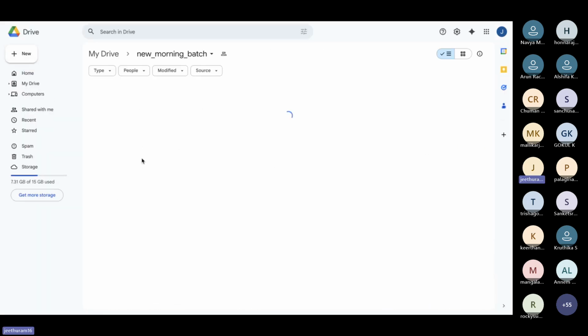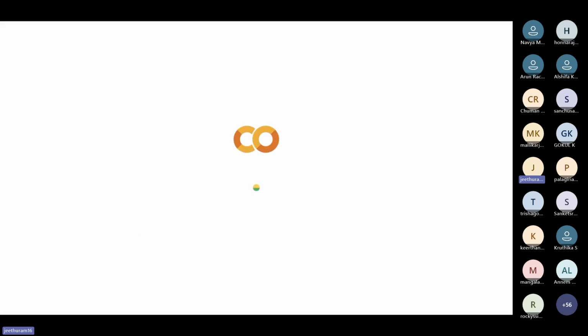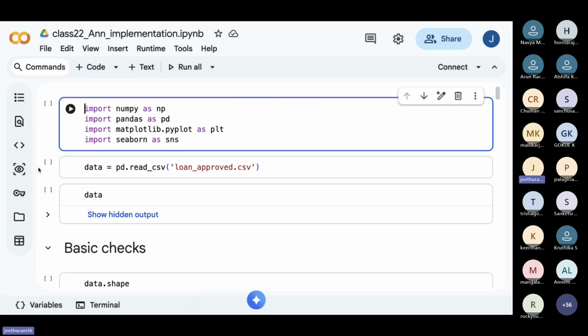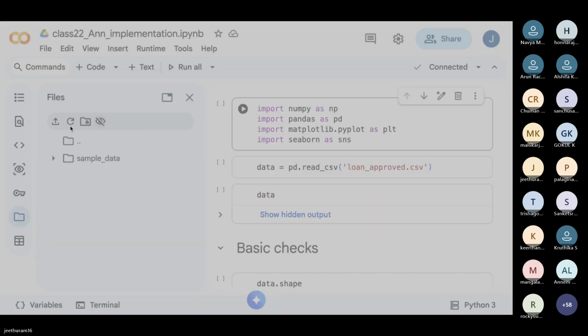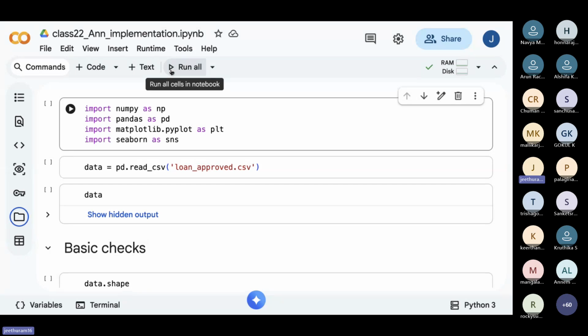New learning match. Please open a notebook, the class 22 notebook. Just upload the loan approved data. We'll implement and also discuss a few things related to activation functions, backpropagation, optimizers, and loss functions today. From tomorrow onwards, we'll start with deep learning, which is CNN. And just run the entire notebook.